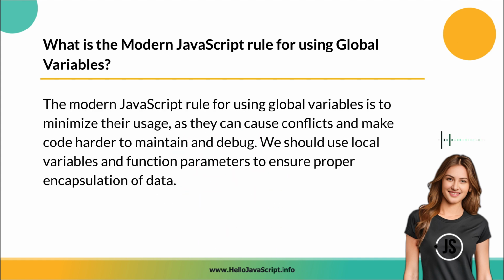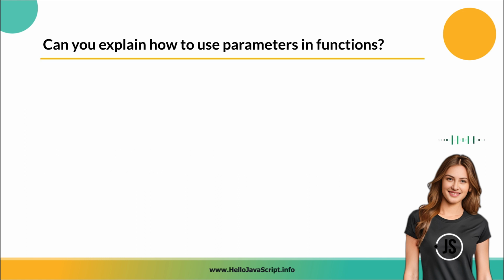This is the correct way to answer this question. The modern JavaScript rule for using global variables is to minimize their usage, as they can cause conflicts and make code harder to maintain and debug. We should use local variables and function parameters to ensure proper encapsulation of data. Let's move on to the next question. Can you explain how to use parameters in functions?